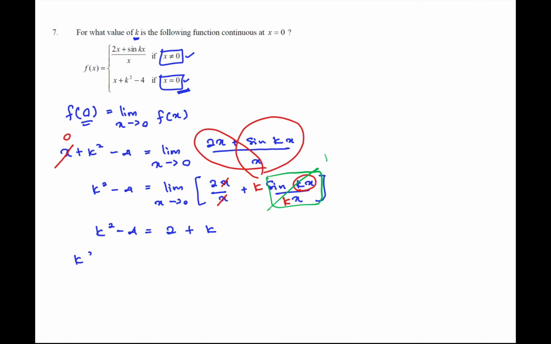Okay, and then we can solve this equation. We get k squared minus k minus 6 equal to 0, moving all the values on the right hand side to the left hand side. Okay, and then factorize this equation. We get 3 and 2 here, negative and positive, so k equals negative 2 and 3. So that is the answer for question 7.